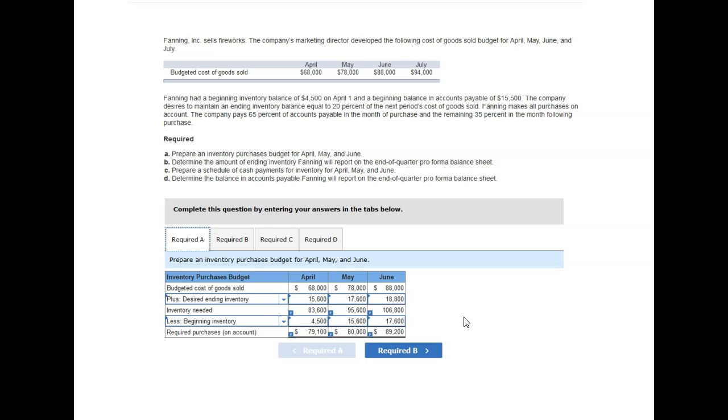Do we have to buy $95,600? No, because at the beginning of May we're going to have $15,600 in beginning inventory. Why? Where does this number come from? Right here.